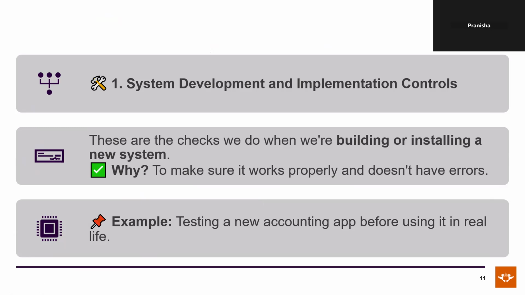And here is another example: testing a new accounting app before using it in real life. Because if we do not test something to see if it's working appropriately, we are going to have certain issues. So these controls are there to make sure that everything is running smoothly around a new system.